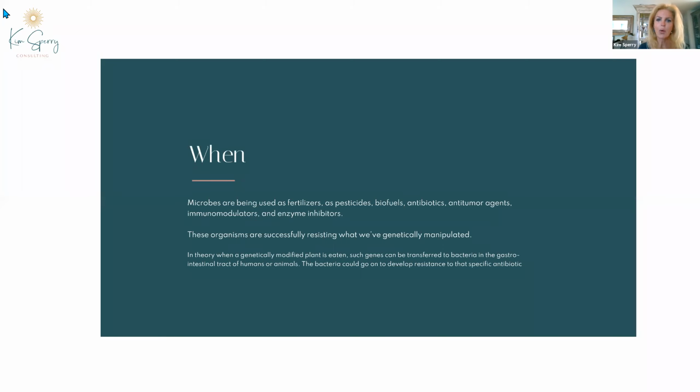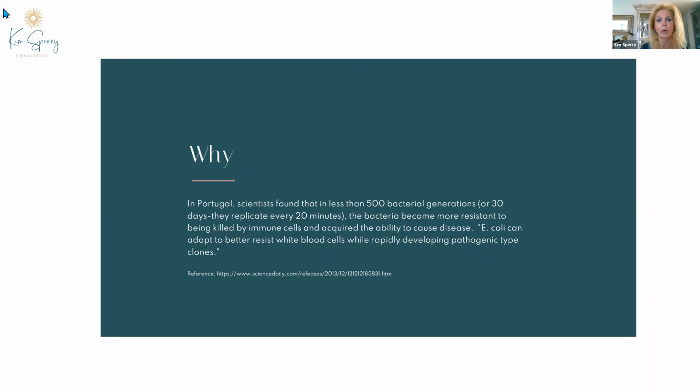Okay. So these organisms that are in the soil, as well as our water, are resisting what we've genetically manipulated. And I just had to put this in here too, that when a genetically modified plant is eaten, such genes could be transferred to bacteria in the gastrointestinal tract of humans or animals. This bacteria could go on to develop resistance to that specific antibiotic. So it's possible, probably more than possible, that consuming GMOs is also contributing to this antimicrobial resistance. And certainly medications that are GMO.